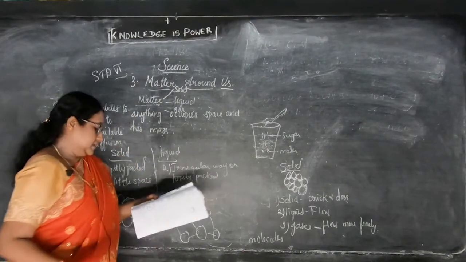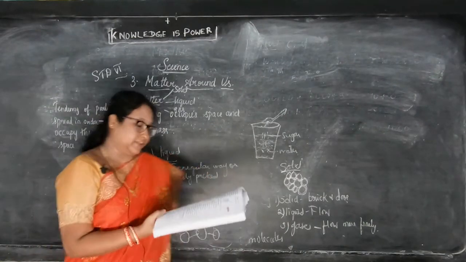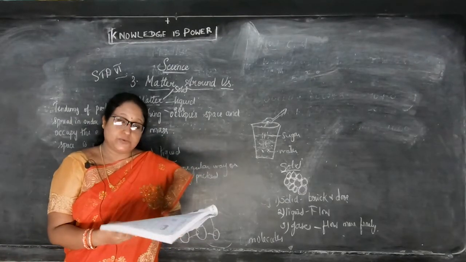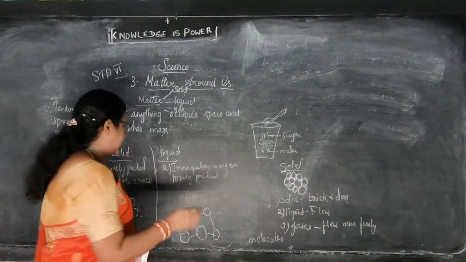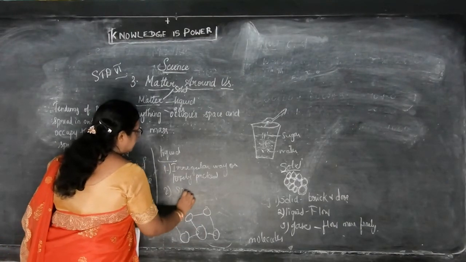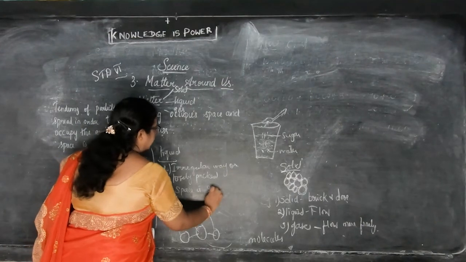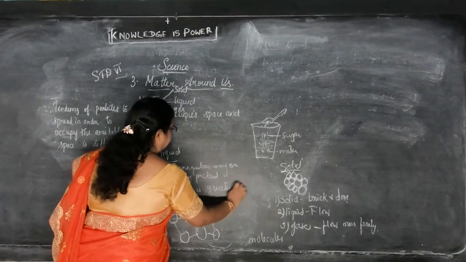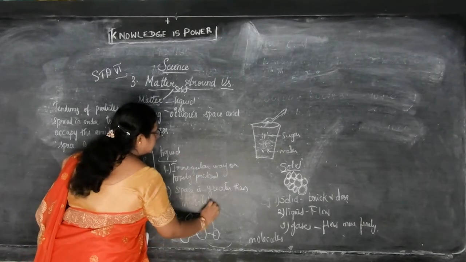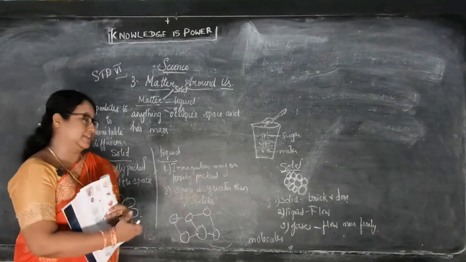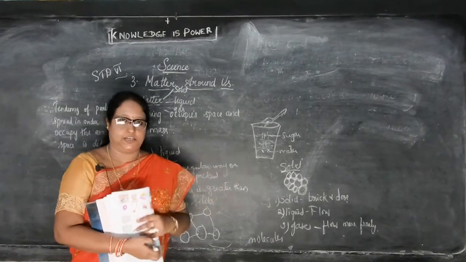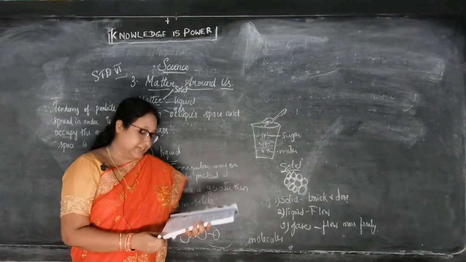And the space, as we already saw, is little in a solid. But in liquids, the space between the particles is greater than in the solid. Because in a solid we have little space, but here in the liquid it is greater than in solids.